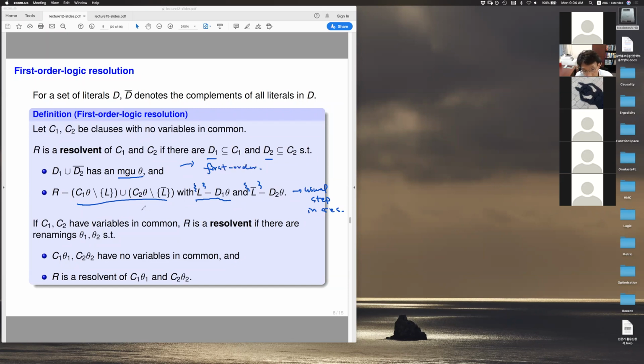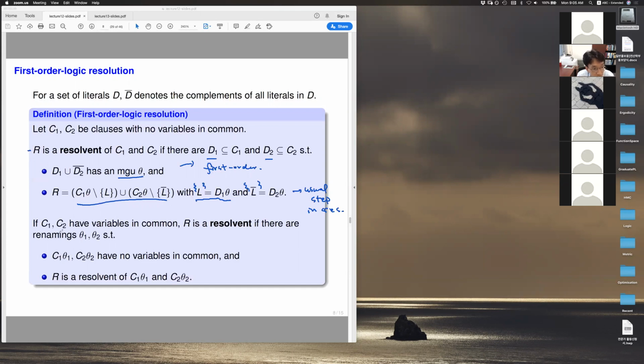One thing I want you to notice is that we are not applying an arbitrary substitution at all. We are substituting variables just enough so that we can obtain this L and L bar, in other words, so that we can do this cancellation. Also, when we think about the substitution, we always consider the most general unifier. So the resolvent of C1 and C2 is the one where we applied as few substitutions as possible, just enough to get the complementary literals in C1 and C2. So that's the definition of the resolvent in first-order logic.